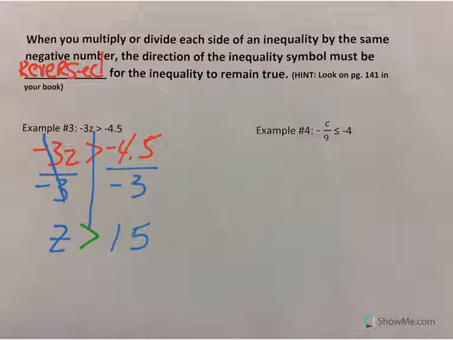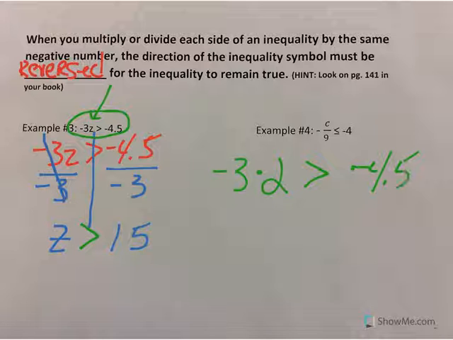So that means you're saying that anything bigger than 1.5 would make this inequality true. So let's take a number greater than 1.5. Let's take 2. If I have negative 3 and I replace the z with positive 2, well, positive 2 is greater than 1.5, so I do negative 3 times 2, and that has to be greater than negative 4.5. Now I do this math. Negative 3 times positive 2 is negative 6, is greater than negative 4.5.